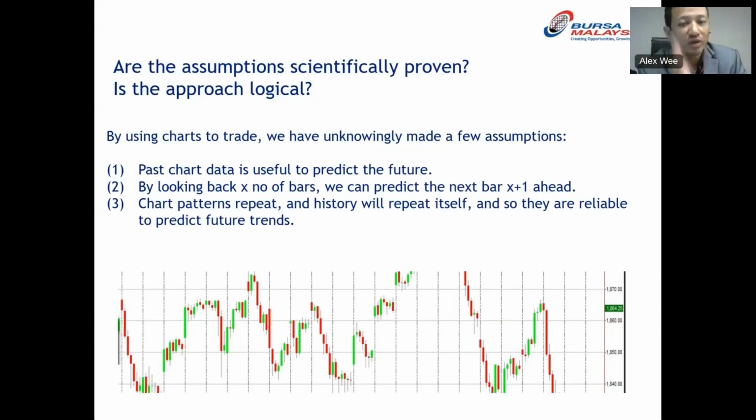Because when you look at a chart to trade, you have unknowingly made a few assumptions. The first assumption is that past chart data is useful to predict the future. If not, there's no point looking at a chart. Second assumption is that by looking back an X number of bars, you can predict the next X plus one ahead. And the third assumption you make is that chart patterns repeat and history repeats itself, so they are reliable to predict the future trend. If these are not true, then whatever you look at on the chart is useless because it cannot predict the future. So by using charts to trade, you have made these three assumptions.